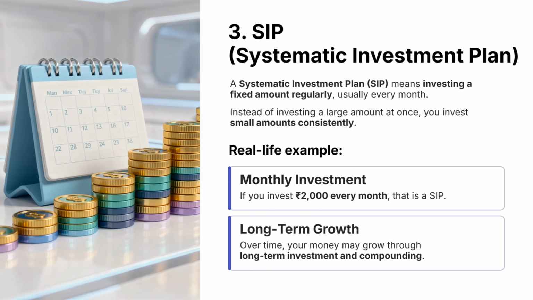Third one is SIP. SIP is nothing but systematic investment plan. A SIP means investing a fixed amount regularly, usually every month. Instead of investing a large amount at once, you invest small amounts consistently. Now we will see the real life example. If you invest 2000 rupees every month, then that is a SIP. Over time, your money may grow through long-term investment and compounding.